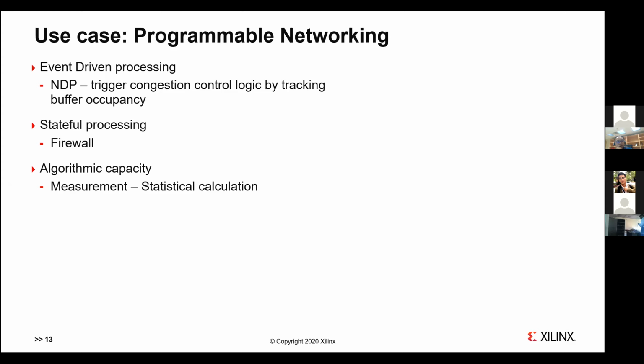The first one is event-driven processing. This is to solve the limitation of existing programmable networking devices like P4 or SDN, which could only trigger the customized processing either on arrival of a packet or on the leaving of a packet. In fact, we could trigger the processing at some specific moment. For example, for congestion control, you could keep track of the buffer occupancy.